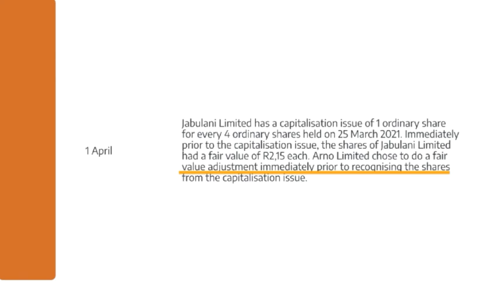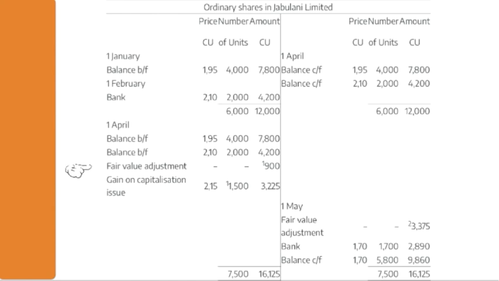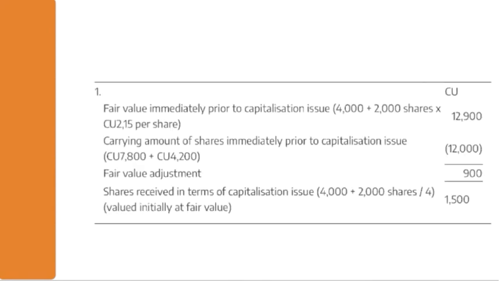There are certain dates where it's compulsory, where you have no choice, where you have to do a fair value adjustment. But on any other day, you could choose to do a fair value adjustment, as they did in this case. So this entity chose to do a fair value adjustment just before recognizing the capitalization issue. So we would need to go and have a look, how did they calculate the amount of the fair value adjustment? This is done in calculation number 1, where we have a look what the fair value is just before the capitalization issue, and we compare that to what the balance in the investment T account is at that moment.